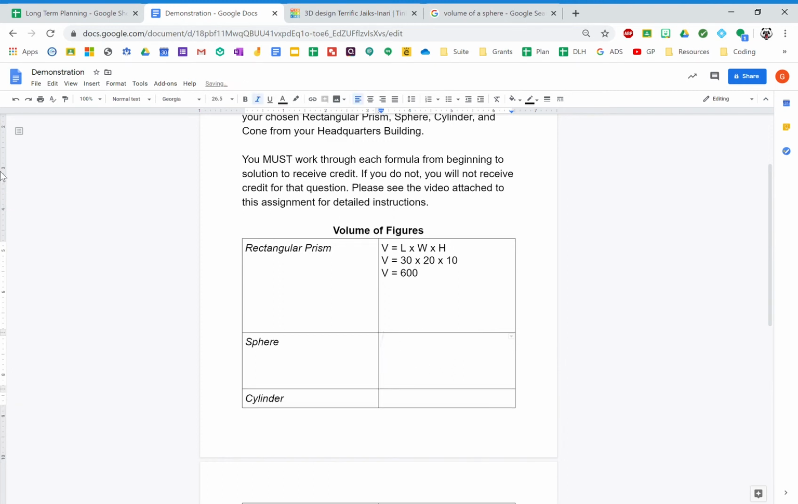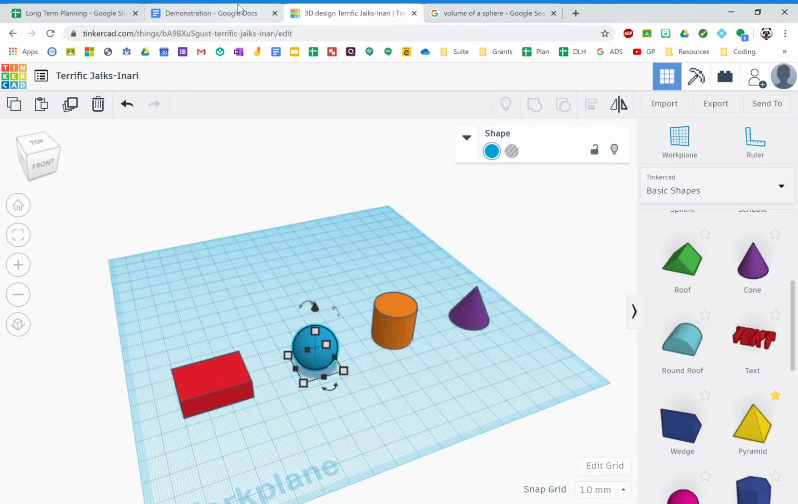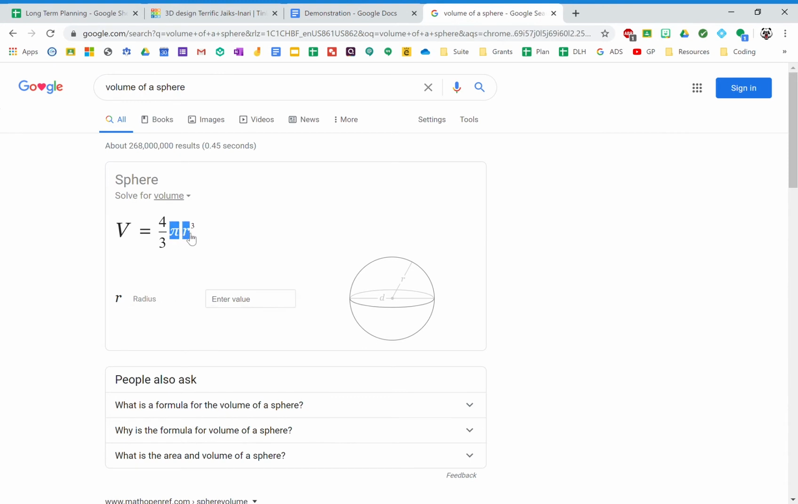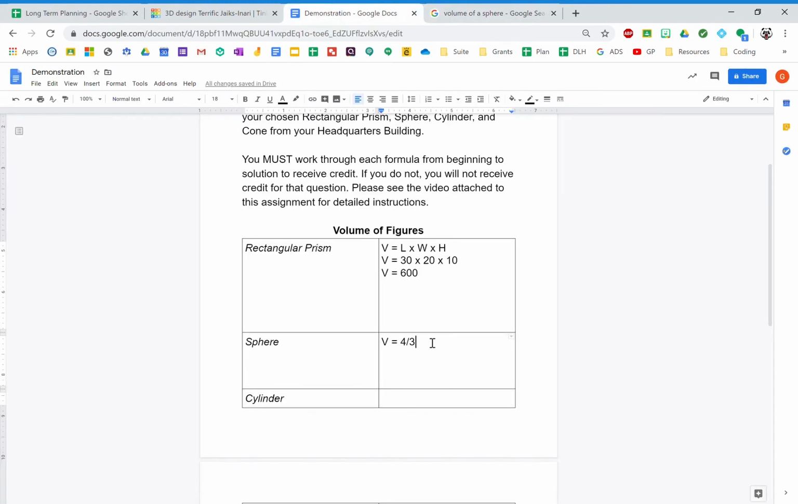Here, how about this? Let's just write volume equals 4 over 3 times pi. Instead of pi, I'm going to write an n, or you know what, I can copy and paste it from over here. Pi, r to the third power. Okay, so let's write something like that, something that I can understand.